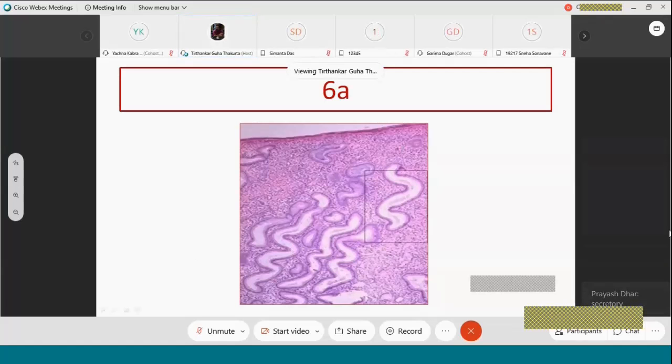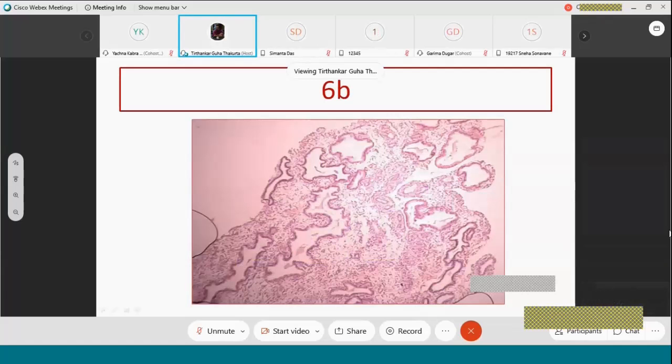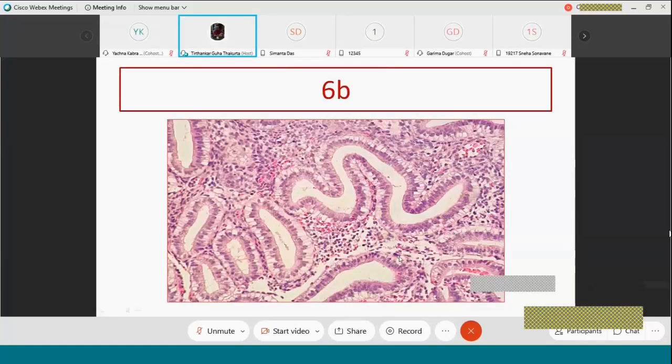This is another picture of the secretory phase of the endometrium. You can see tortuous glands and relatively less dense stroma. This is a high-powered view of the tortuous glands. They are lined by tall columnar cells having secretory vacuoles. The vacuoles before secretion lie below the nucleus, called subnuclear vacuolation. During secretion, they come above the nucleus and become supranuclear vacuolation.